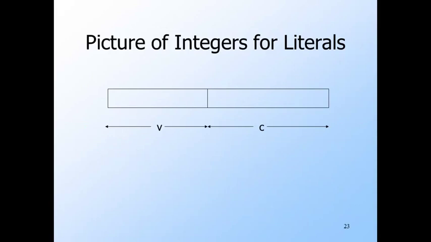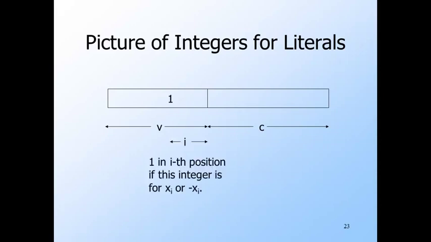Here's a picture of some of the base 32 integers we will use, those for the literals. Notice that each digit will be either 0 or 1, but the base is still 32. We need a base that large to avoid carries from place to place when we add integers. The high order V positions represent the variables. We'll have one integer for each literal xi or not xi, and thus there will be 2V such integers.